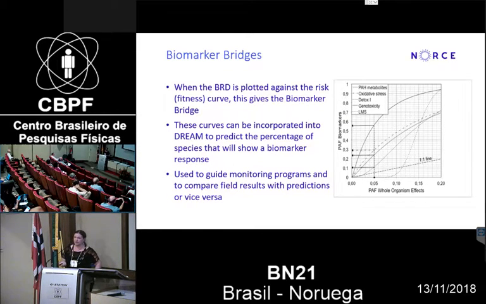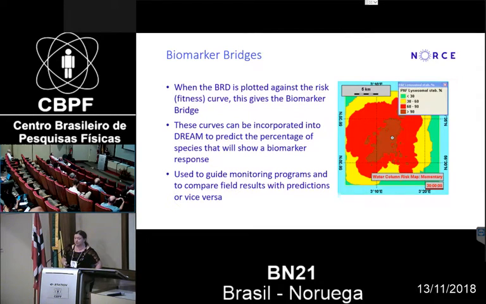And you can incorporate these into Dream to visualize the risk of effects in organisms based on your predicted environmental concentration. So then instead of getting a risk picture, which is the risk to all species in general, you can look at the suborganism level responses. So you can plot the percentage of species that are likely to be having some kind of biomarker response in, for example, lysosomal membrane stability, which is a general stress biomarker.